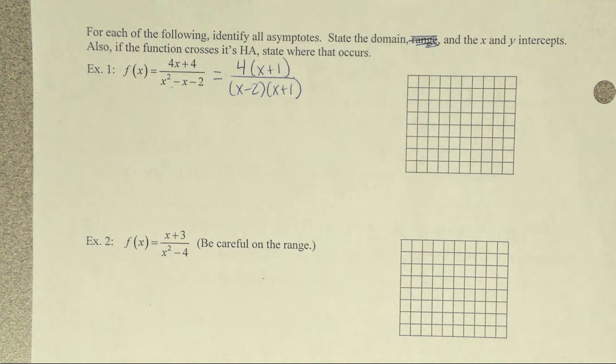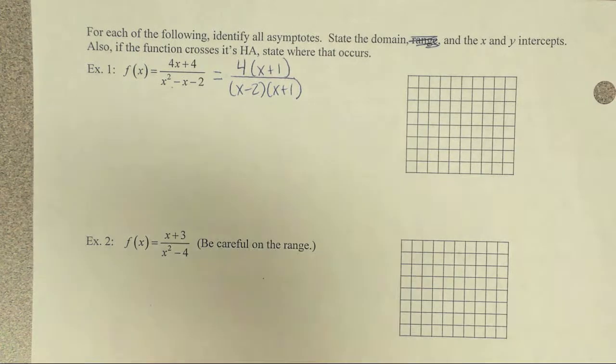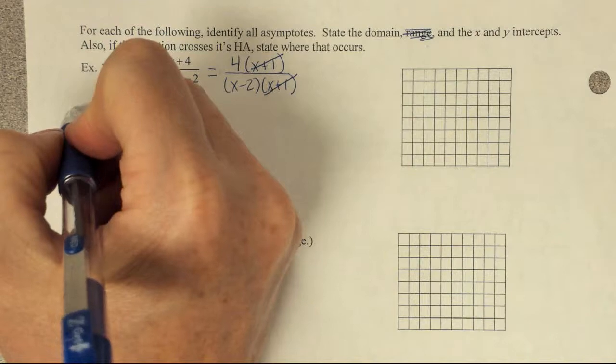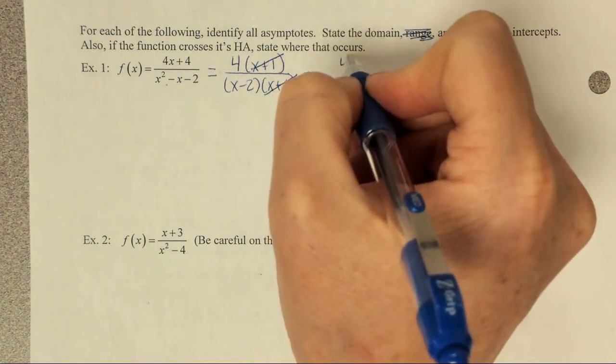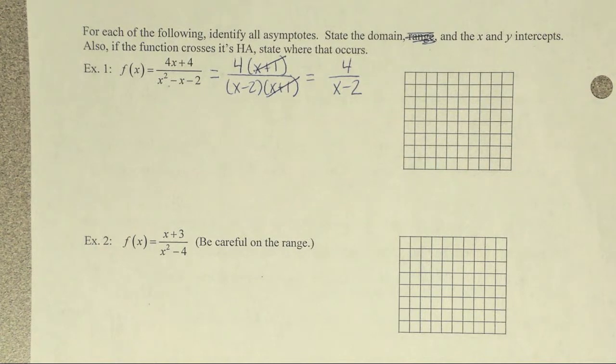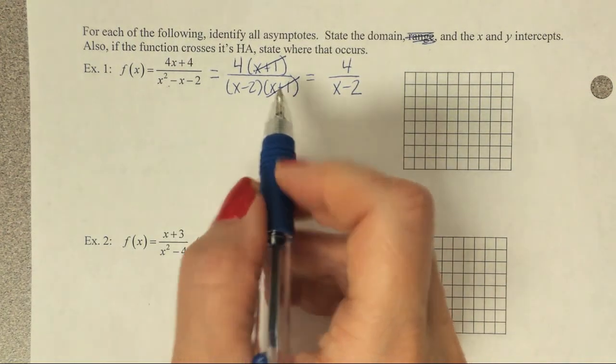So do I have 2 vertical asymptotes? Yes or no? No, because why? These cancel. So instead of having a vertical asymptote, this is my new function I'm going to be using. I don't have a vertical asymptote there.